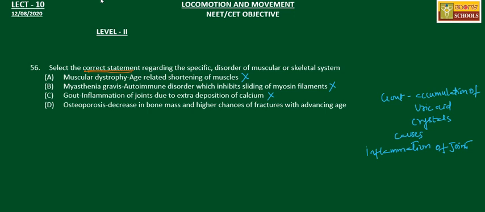So coming to osteoporosis, there is a decrease in bone mass, yes. As the bone mass decreases, there is more chance of fractures that advances with age. So this is also a right statement. So option D will be the right option.